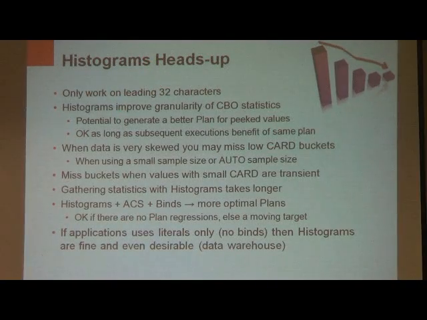Now, with histograms, basically what we do is improve the granularity. We're allowing the CBO to see a better granularity regarding our data, which is fine in general. But when you combine that with big values, then your first plan is going to be optimal, but the second execution of the same plan may not necessarily be optimal. Just keep that in mind. When the data is extremely skewed, meaning you have some values with only a few rows, and you gather it with histograms, depending on the sample size that we use, in some cases we may miss that bucket. It may just disappear. So keep that in mind.